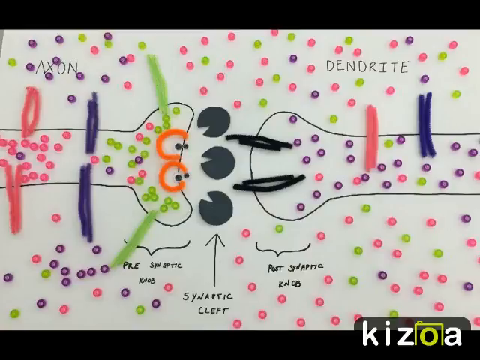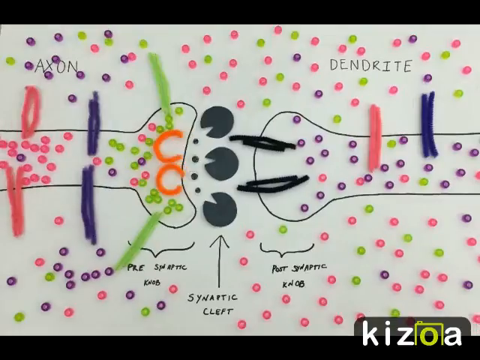A synapse consists of a presynaptic terminal of one cell and the adjacent postsynaptic membrane of the next cell. The small gap between these terminals is called the synaptic cleft. Acetylcholine is then released from a presynaptic terminal.